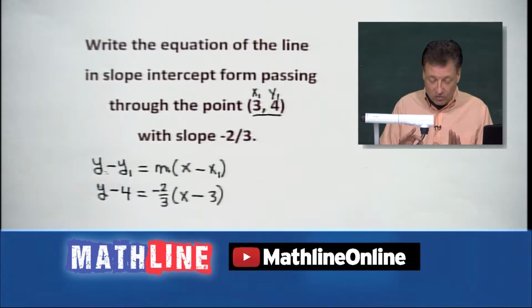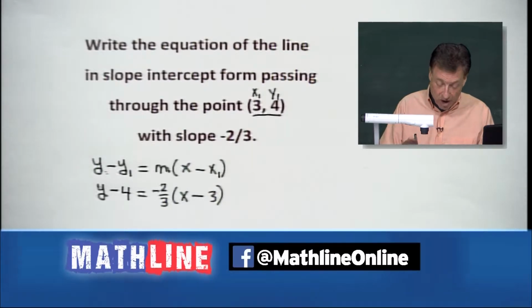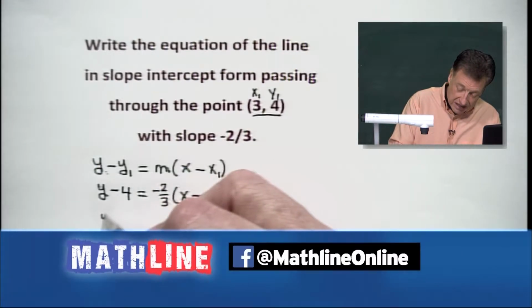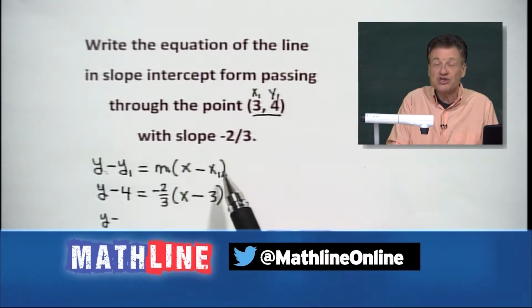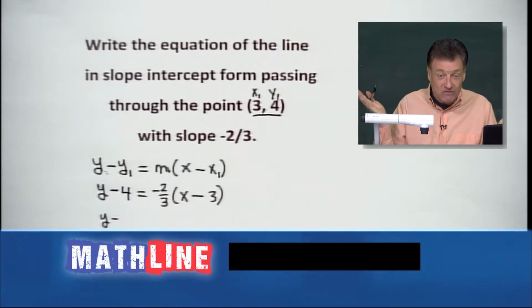Now, at this point, what's the storyline? You got it. We need to do a little distributive property moment here. So again, remember, this is what we call point slope. Point slope, because basically we're using a point and a slope. That's pretty straightforward, isn't it?